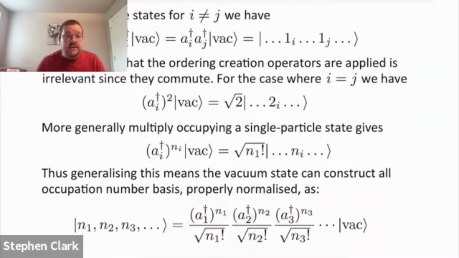And you simply raise it to the relevant power, and then you divide by the square root of n factorial, where n is the number of times you applied it, which gets rid of these factors like this or like this. And so that is a number state, a Fock state of bosons.